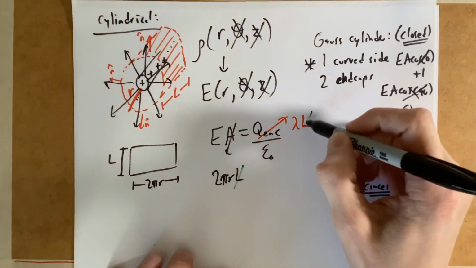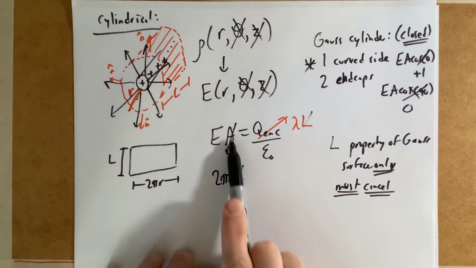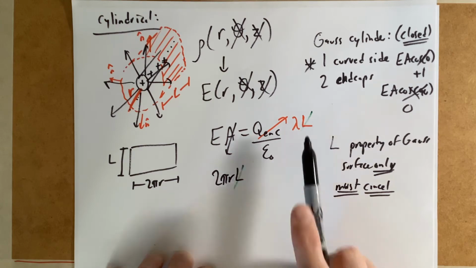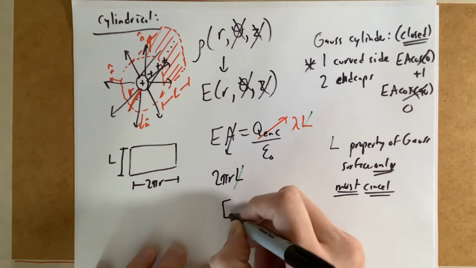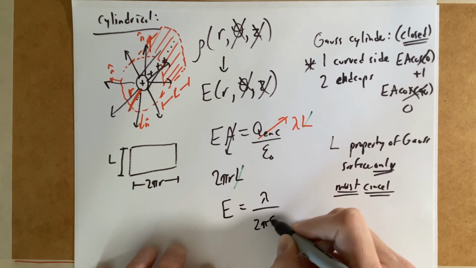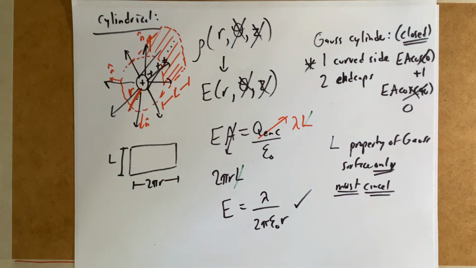So luckily here we see that it does cancel. This is usually how it happens. There's always an L on the left-hand side from the area of the Gaussian surface, and there will also be an L somewhere on the right from the charge itself. So let's see what we get. The electric field is equal to lambda over 2 pi epsilon naught r, which should be well familiar to us already. We earned our stripes the hard way by getting this on homework number 2.